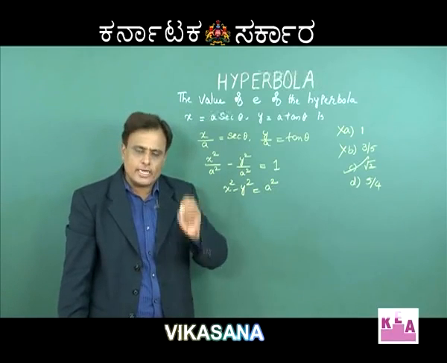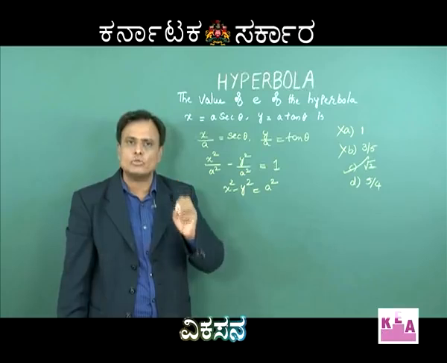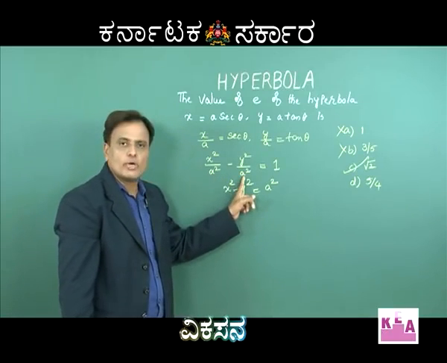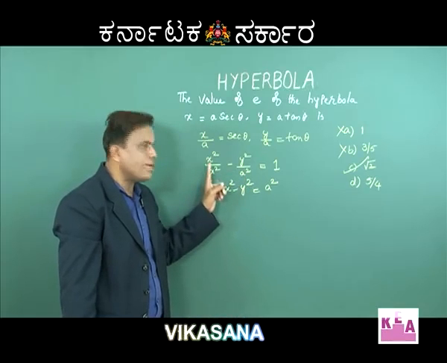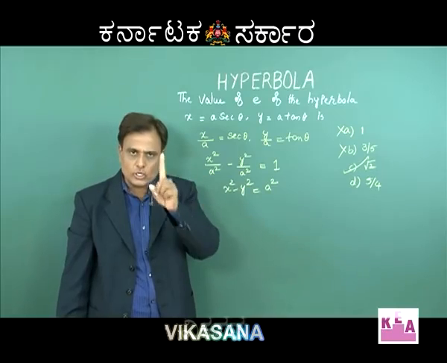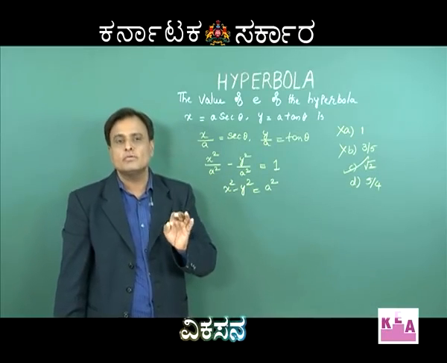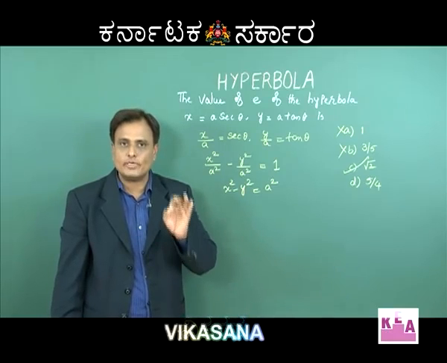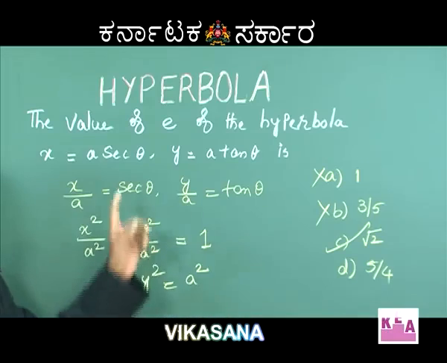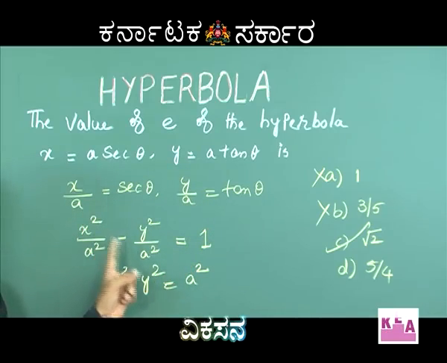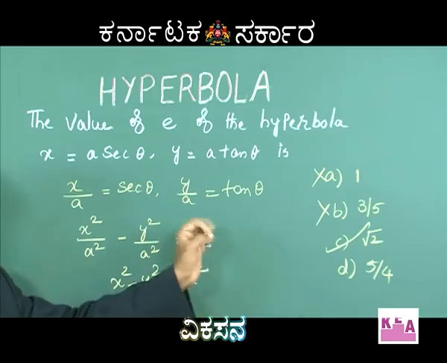For any rectangular hyperbola, e is always equal to root 2. It is fixed, irrespective of the value of a square here. It may be a square equal to 25 or a square equal to 36. For a rectangular hyperbola, e is always equal to root 2. Please note down this point. According to the given question, the equation is a rectangular hyperbola, therefore e is equal to root 2. C is the right option.